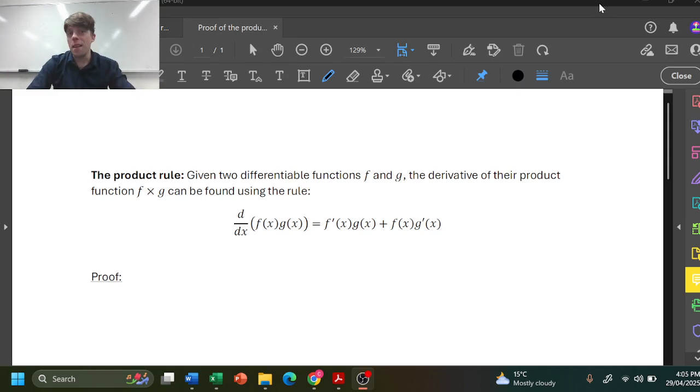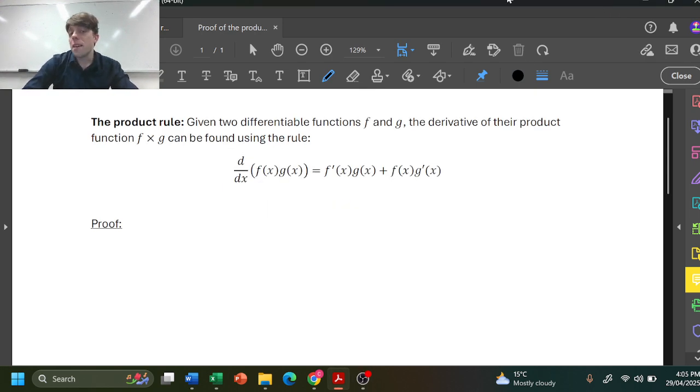Today we're going to be looking at the proof of the product rule. So this rule states that given two differentiable functions f and g, the derivative of their product function, which is f times g, can be found using the rule. The derivative d dx of f of x times g of x is equal to the derivative of f times g plus f times the derivative of g.